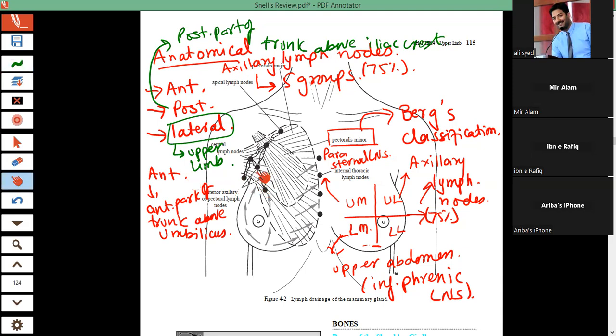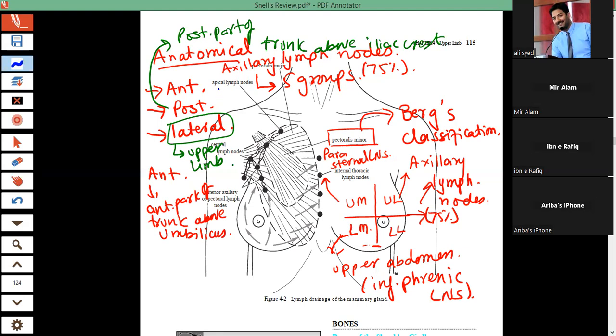diagram, this is showing the anterior axillary lymph nodes. So these anterior axillary lymph nodes are draining from the anterior part of the trunk above the umbilicus. Okay. Then we have posterior. Posterior axillary lymph nodes are draining from the posterior part of the trunk above the iliac crest. Now left behind is your lateral axillary lymph nodes. Lateral axillary lymph nodes are draining from the upper limbs. Okay, so they drain from the upper limbs.